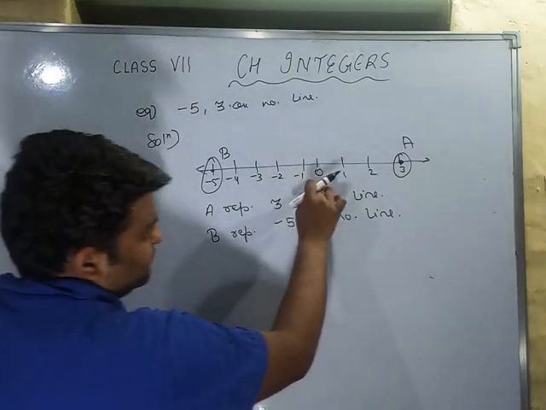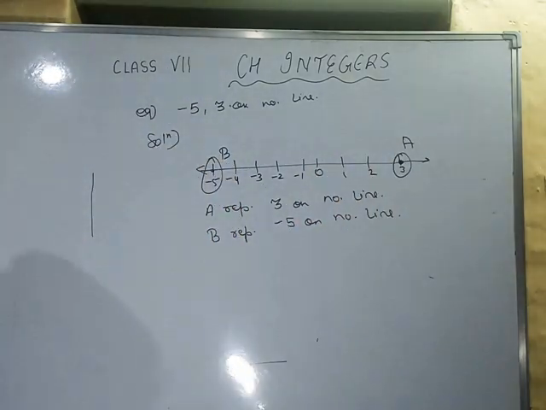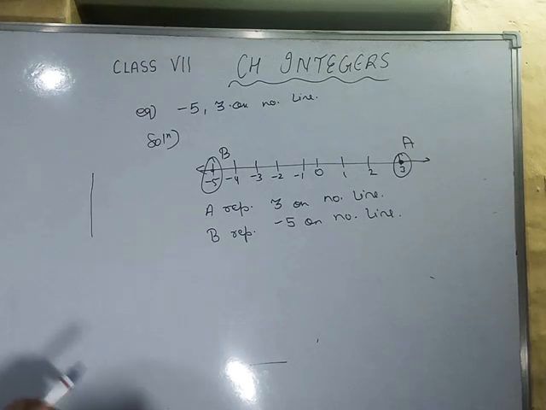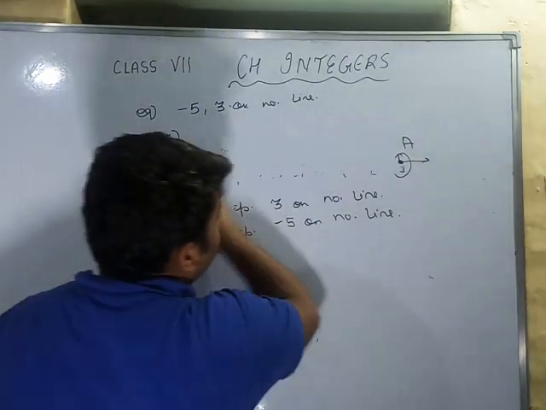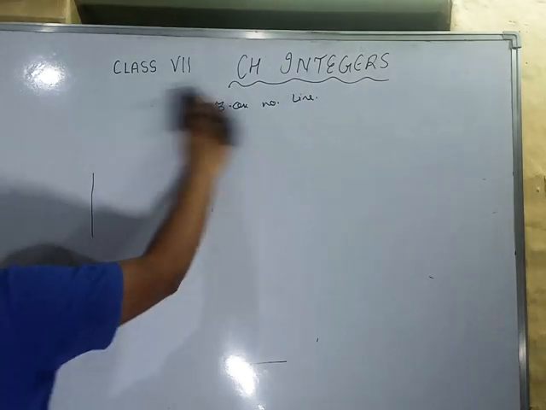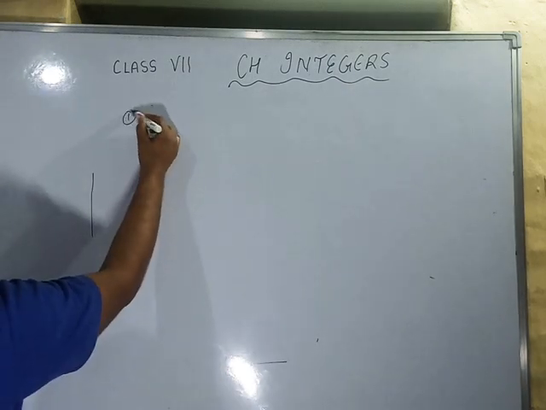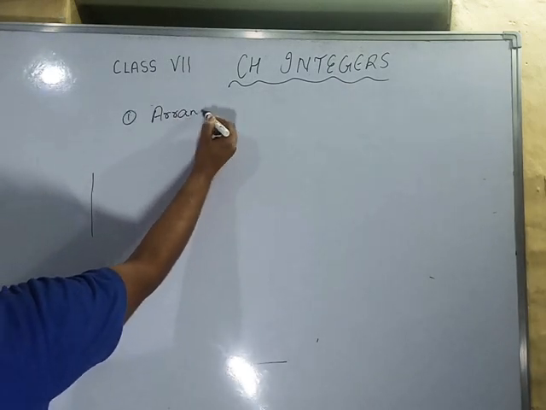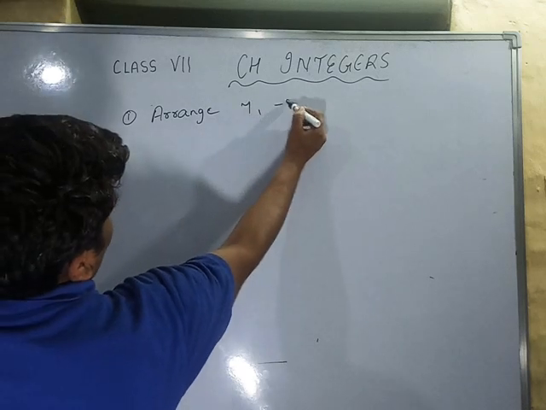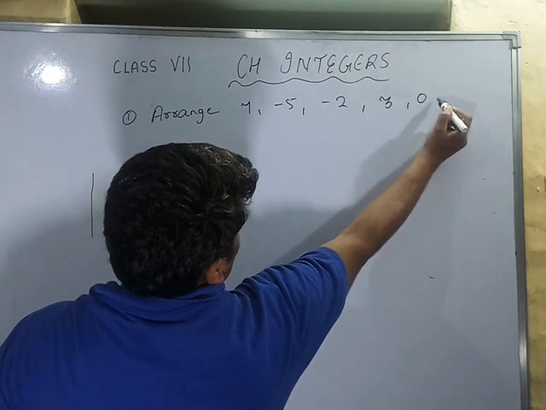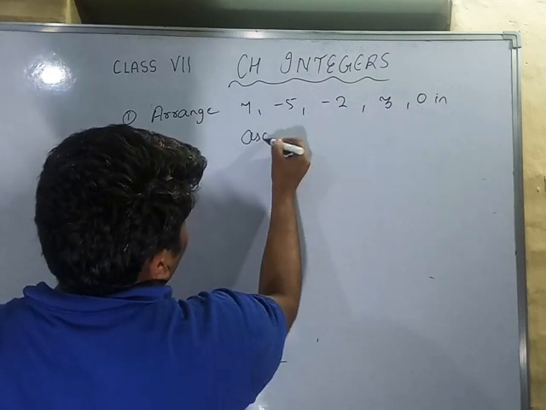Okay, if we move towards right, the number will be greater and if we move towards left, the number will be smaller. So here I will tell you about the ascending order of integers, arrangement of ascending order. So here I will take a question of NCERT. Arrange 7, minus 5, minus 2, 3, 0 in ascending order.